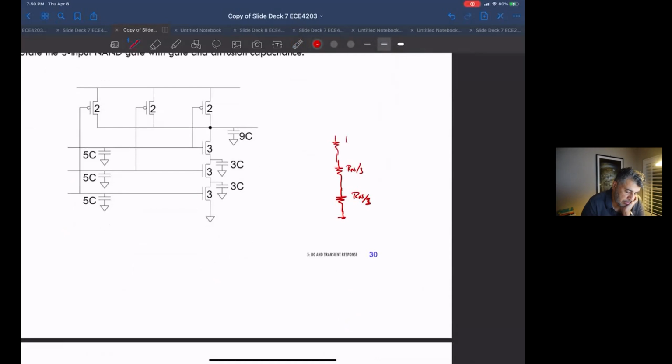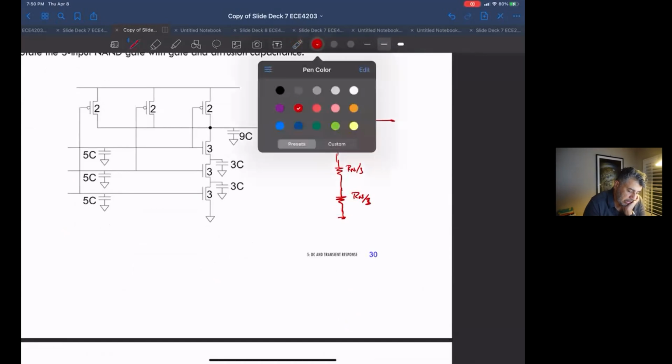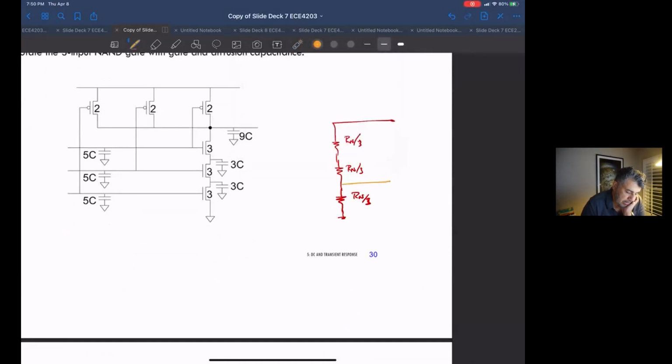Because these are 3 times the minimum width, right? So I'm just going to look at a pull down here. And then I got these capacitances, 3C, 3C, 9C. So let's just say I'm looking at the RC, so the fall time of, assuming that we can just use these equivalent resistors here, right? So now it's kind of complicated to analyze because we have these intermediate nodes. So it's not so straightforward to do the RC calculation.